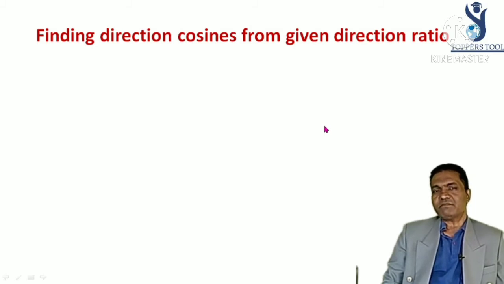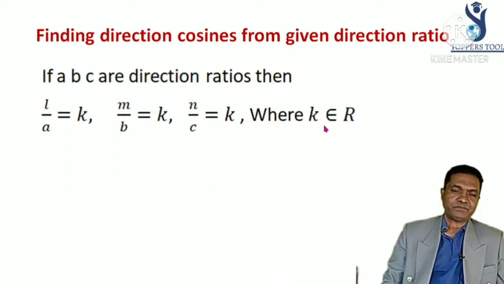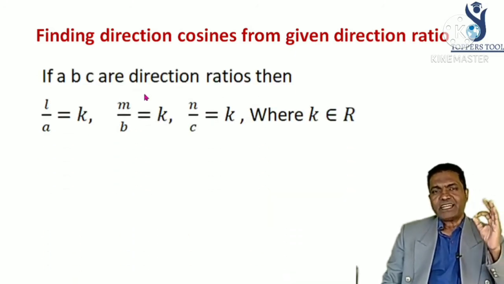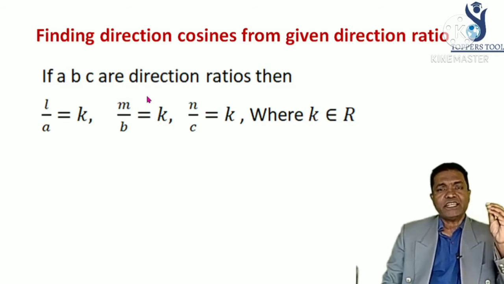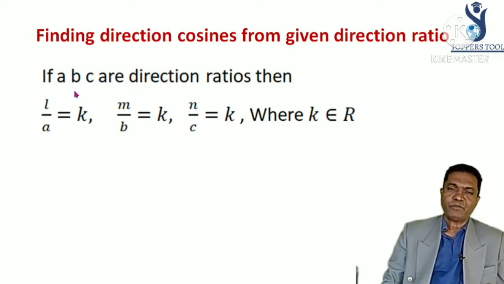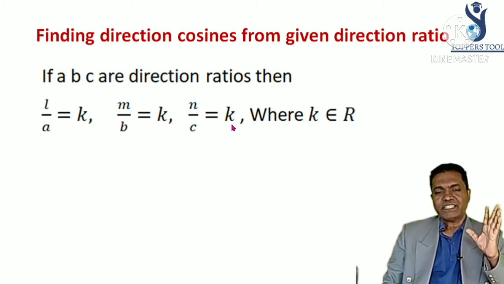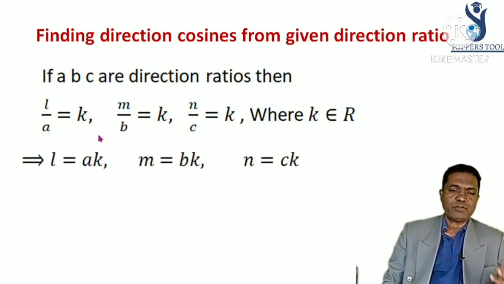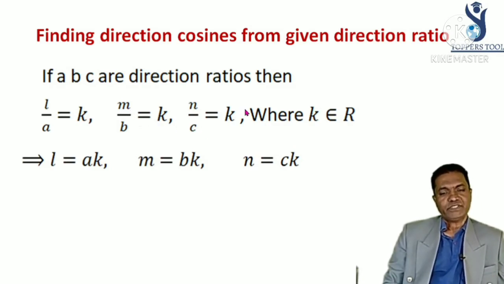What is the relation between direction cosines and direction ratios? As I said earlier, direction ratios are just three real numbers proportional to the direction cosines. So if a, b, c are direction ratios, then l by a, m by b, n by c is equal to some fixed constant k. If we cross multiply, we get l equals ak, m equals bk, n equals ck.